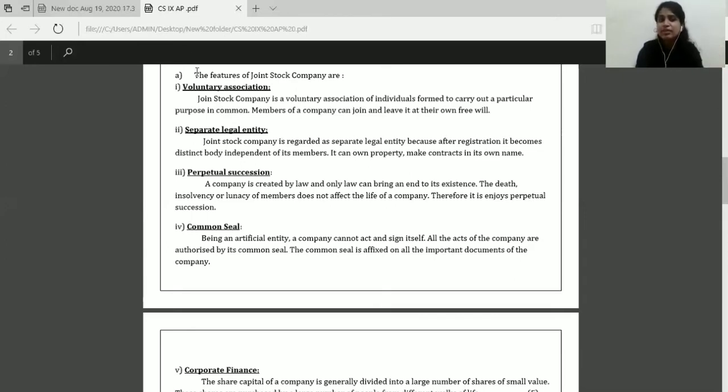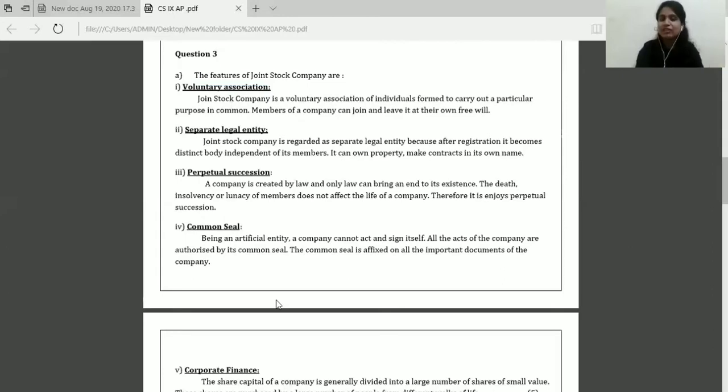The statement, the features of joint stock company are, is supposed to be mentioned at the beginning of the answer, and then you're supposed to number your features, create head points, underline those head points, write suitable explanation for all of those head points. So 5 head points, 5 explanations for 5 marks. If you write any 4, you earn 4 marks. If you write any 3, you earn 3 marks.